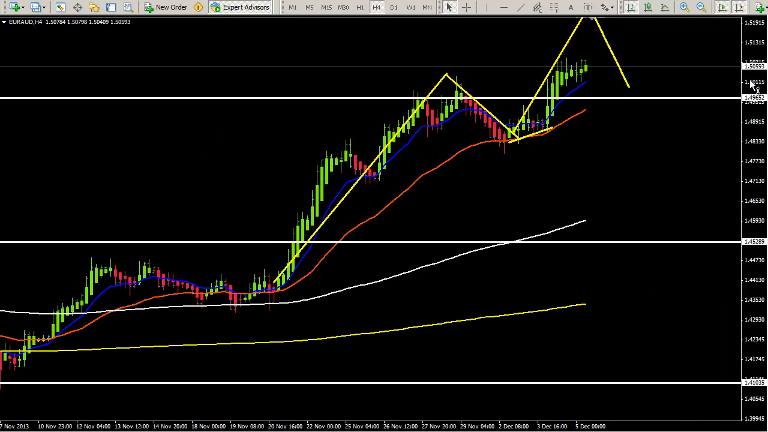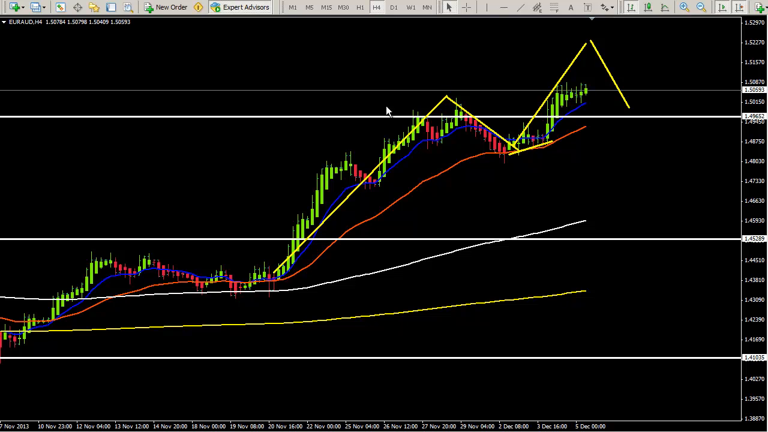The euro Australian dollar still waiting for this 1, 2, 3. Not much to say. Resistance is there. It's ranging. Okay.